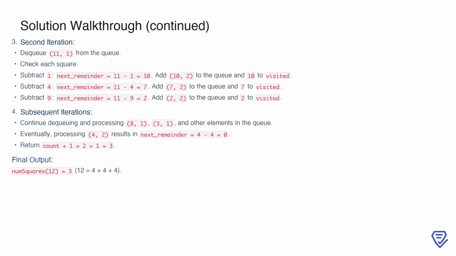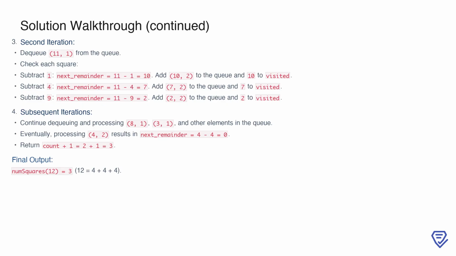In the second iteration, we dequeue the next state, which is 11, 1. Here, the remaining sum is 11, and we've used one square so far. Again, we check each perfect square. Subtracting 1 results in 10, so we add 10, 2 to the queue and mark 10 as visited. Then, subtracting 4 gives 7, so we add 7, 2 to the queue and mark 7 as visited. Finally, subtracting 9 gives 2, so we add 2, 2 to the queue and mark 2 as visited.